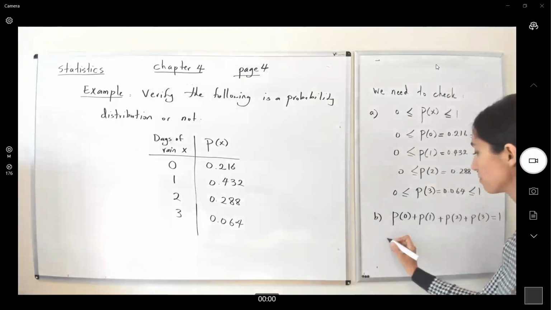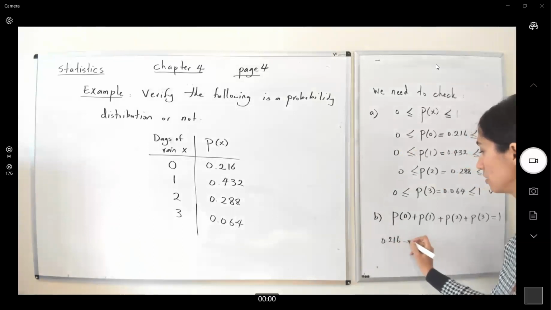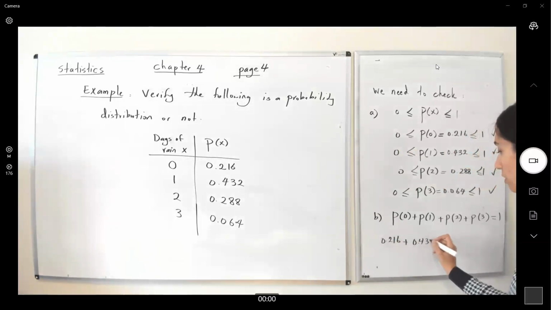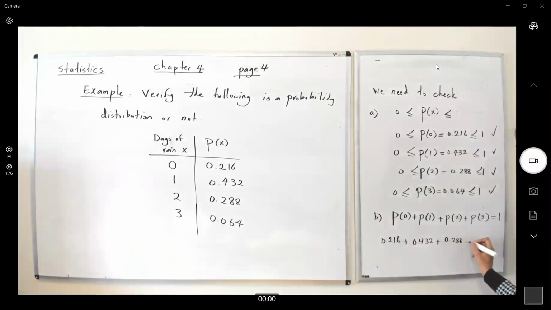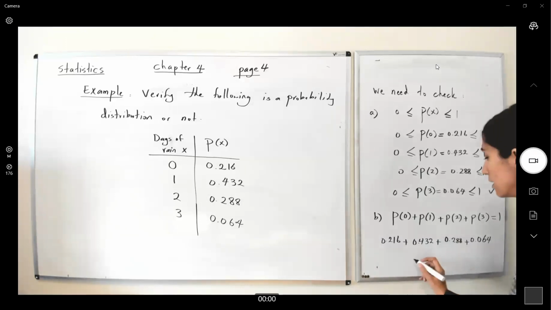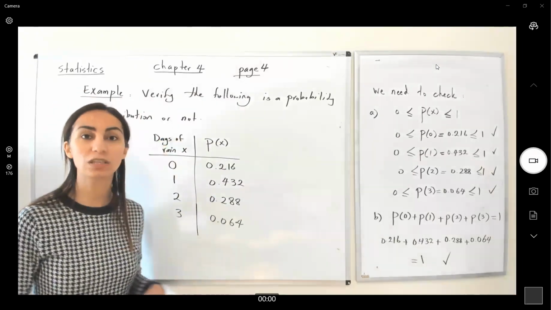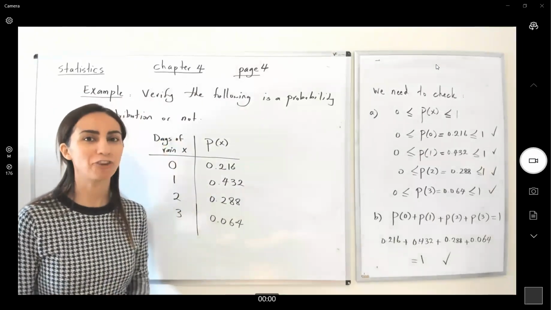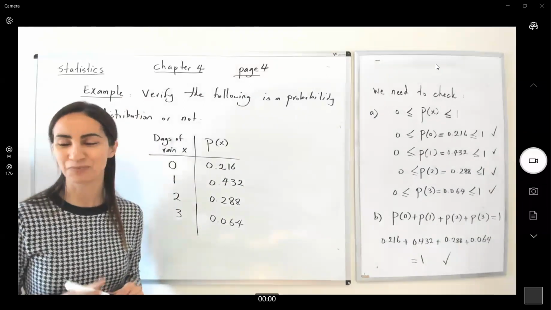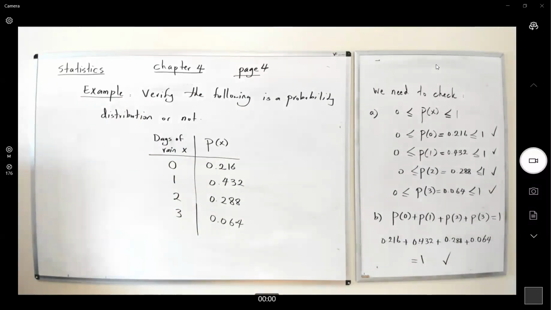The first probability, 0.216 plus 0.432 plus 0.288 plus 0.064. If you add all of these numbers together, it is equal to 1. So the second condition is also met, and as a statistician, you verify that this is actually a probability distribution function for this variable.